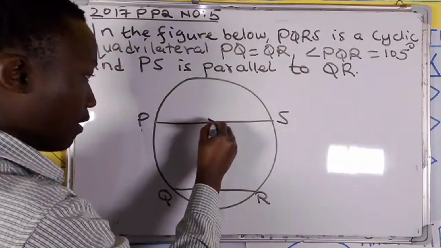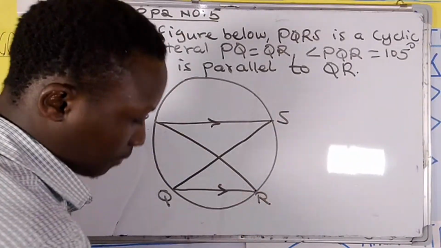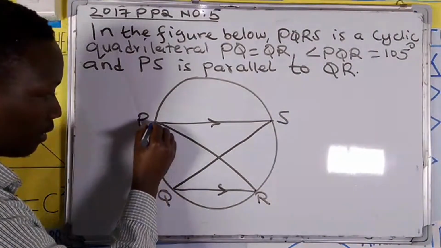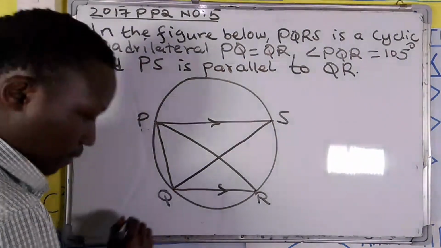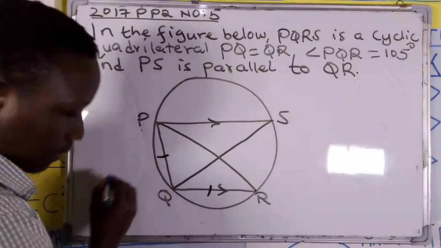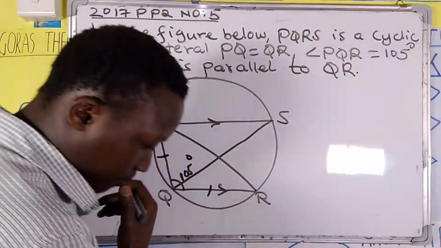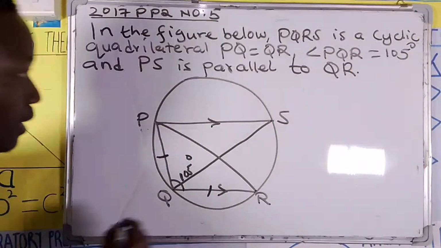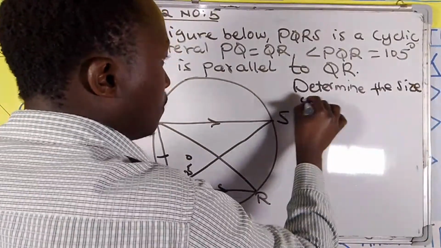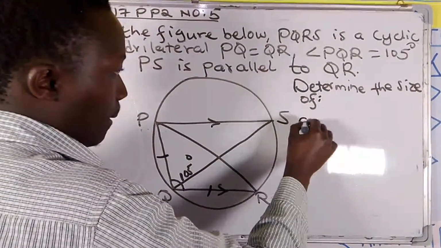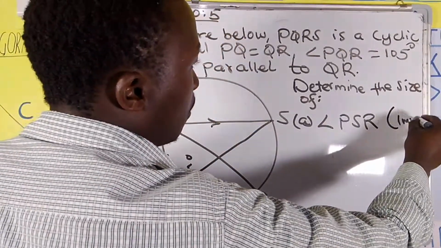PS, this one is parallel to this one. We have this one and we have this one. This one is equal to this one, and this angle here is 105 degrees. So that is how it looks. Then we are told determine the size of angle PSR. Angle PSR, 1 mark.